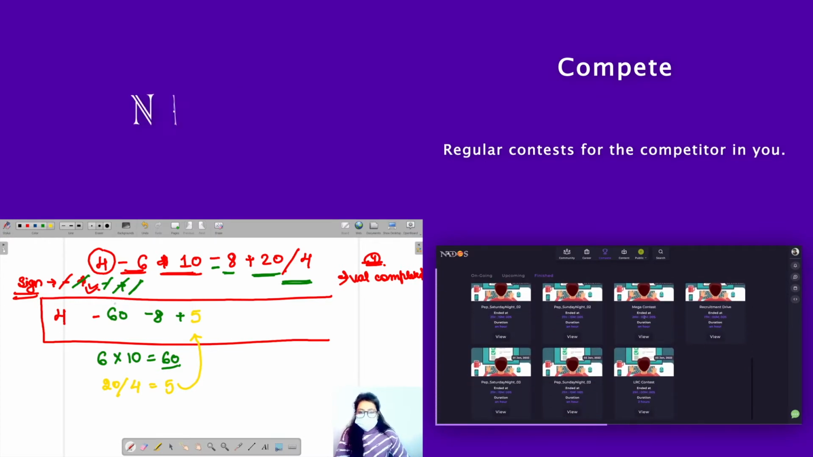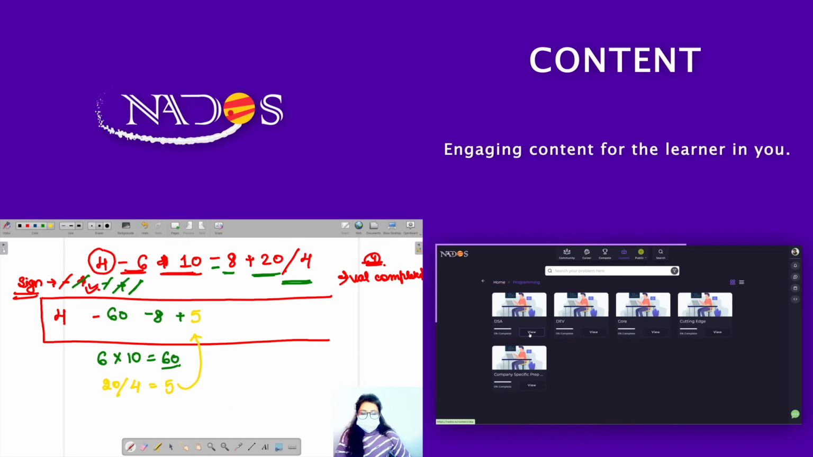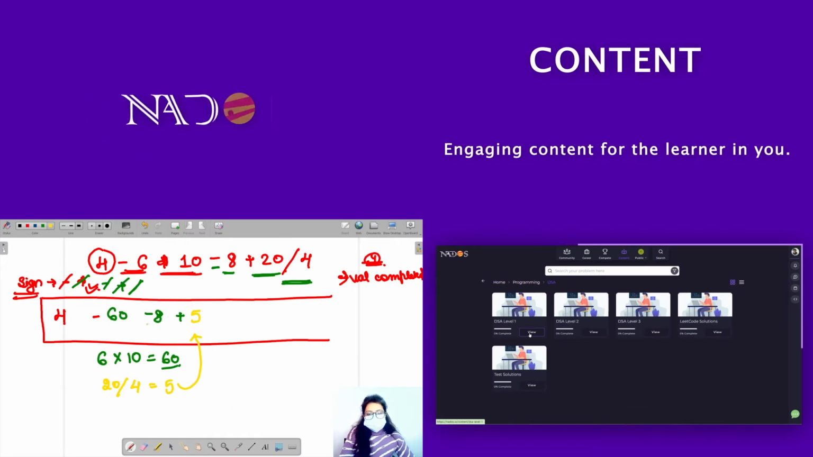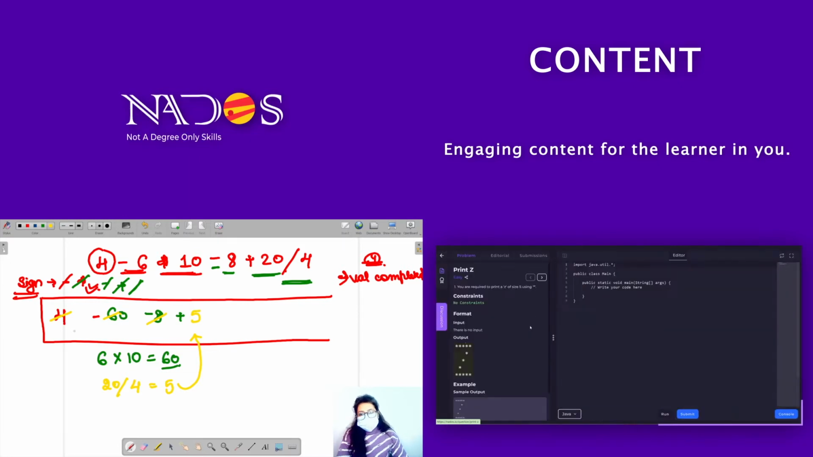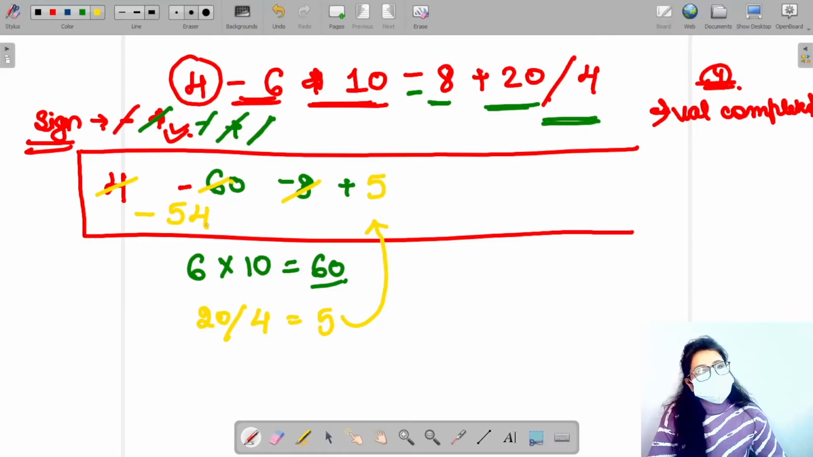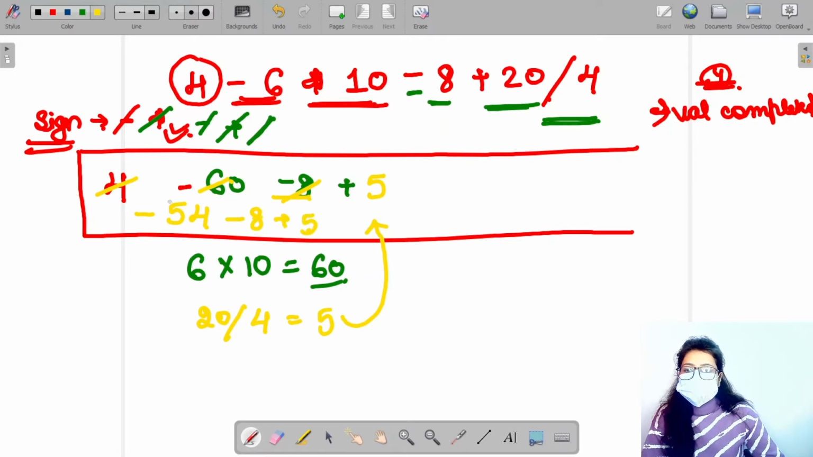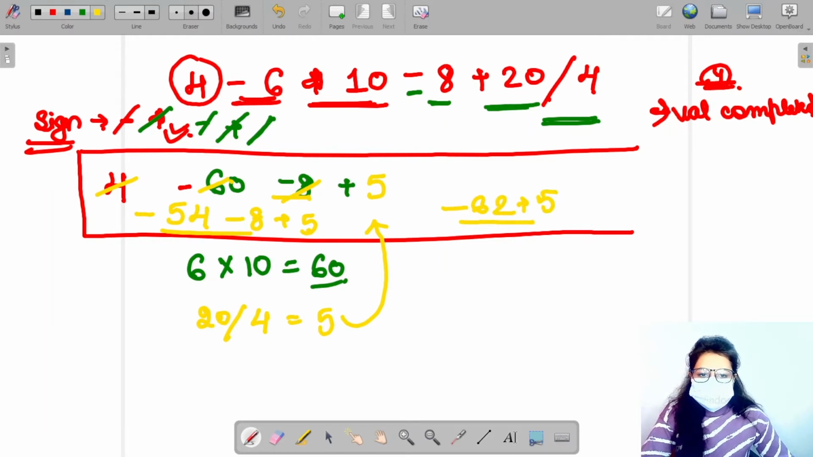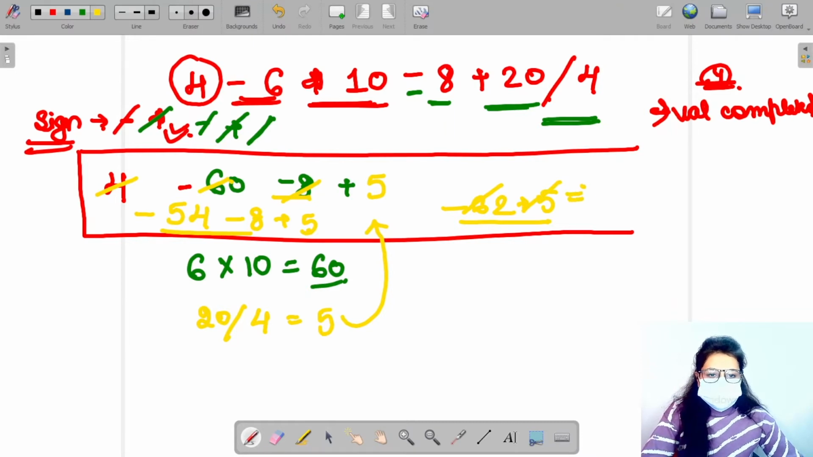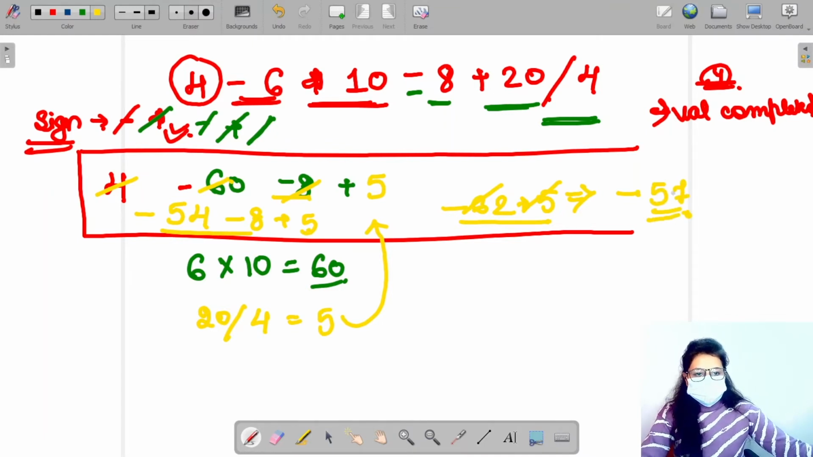Okay, now we are going to simplify this from behind. Let's do it. So we have 4 minus 60, which will be minus 54, right? Then we have minus 8 plus 5. So minus 54 and minus 8, what will we have? We'll have minus 62, plus 5, which will be negative 57, right? This would be our answer, and this would be returned to us, right?